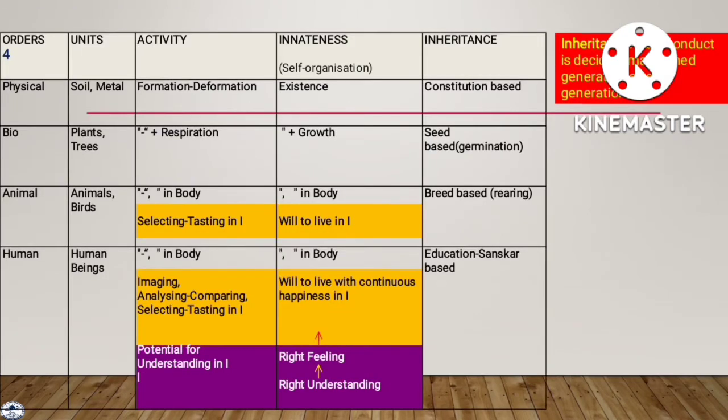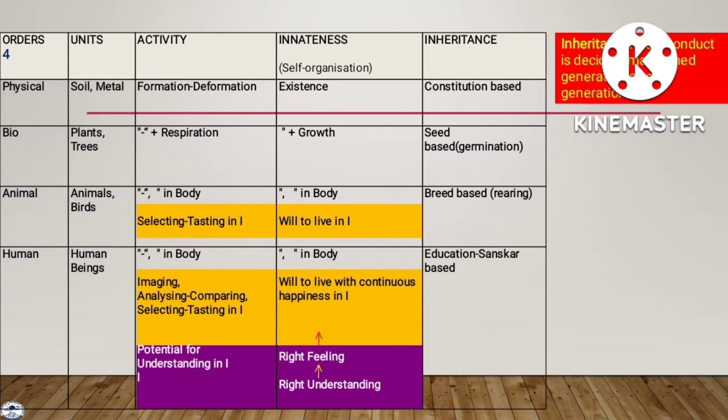So next, inheritance. Inheritance of all the four units of the nature, one by one. Let's discuss. First of all, coming to physical units, the inheritance. Inheritance means that which transforms from generation to generation. So there is a connection with the future. Physical units have the constitution, that means the structure of the components. Every single unit in physical order is composed of something. They consist of some elements. So that is their constitution.